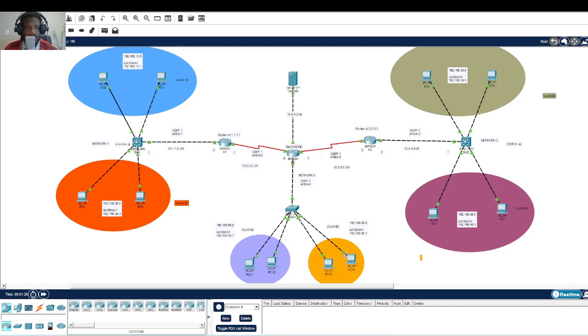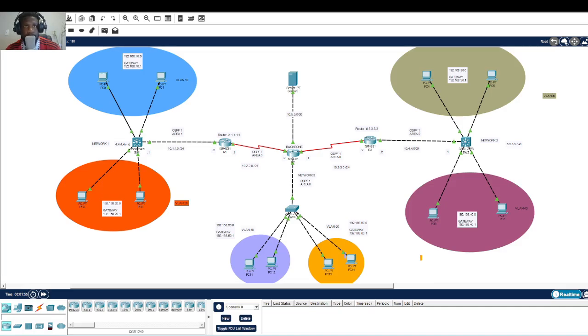Today I'll be going over this multi-area OSPF network environment. In my last video I showed you how to configure OSPF in a single area. Configurations for OSPF are pretty much the same, right? So I won't be showing you how to configure OSPF today, but I will be explaining some key concepts about multi-area OSPF. Okay, so let's just get into it.